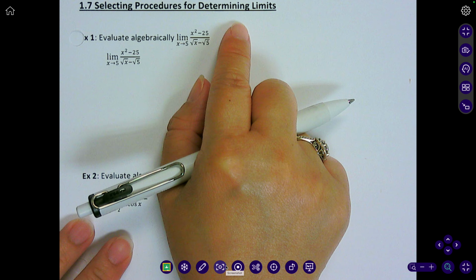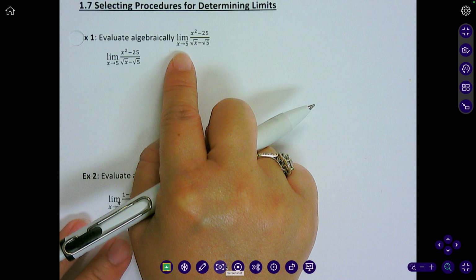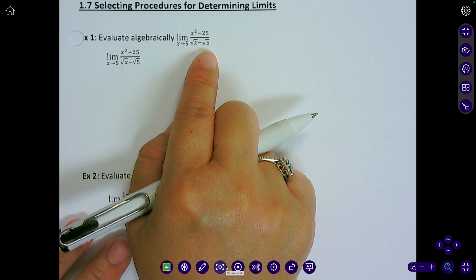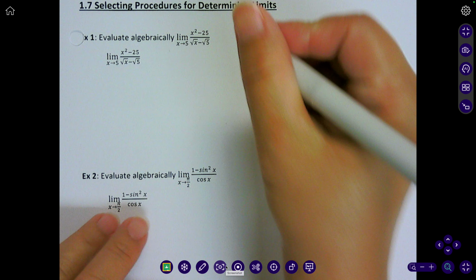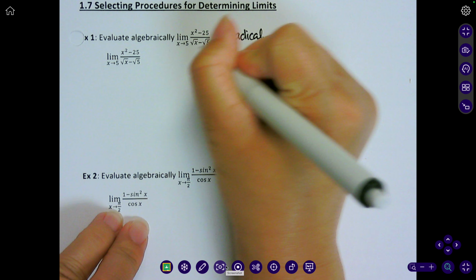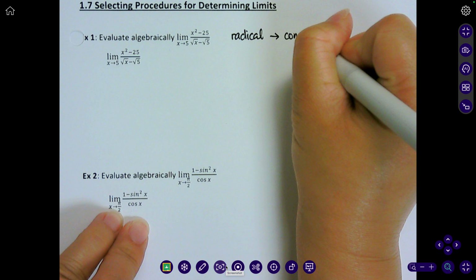For determining the limits, you have to really look at what they're giving you. So if you see that you have a radical, then it is important that you can use the conjugate. So when you see a radical, think of conjugate. Okay? So we're going to have to write that. Radical is square root. We call that the radical. Then you're going to think of conjugate.